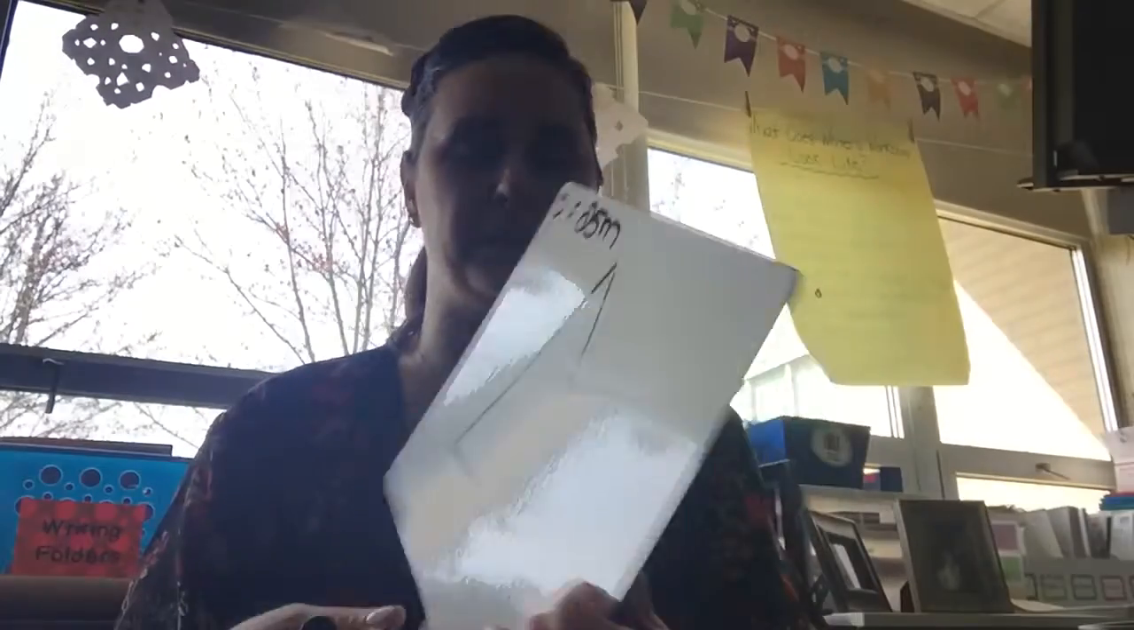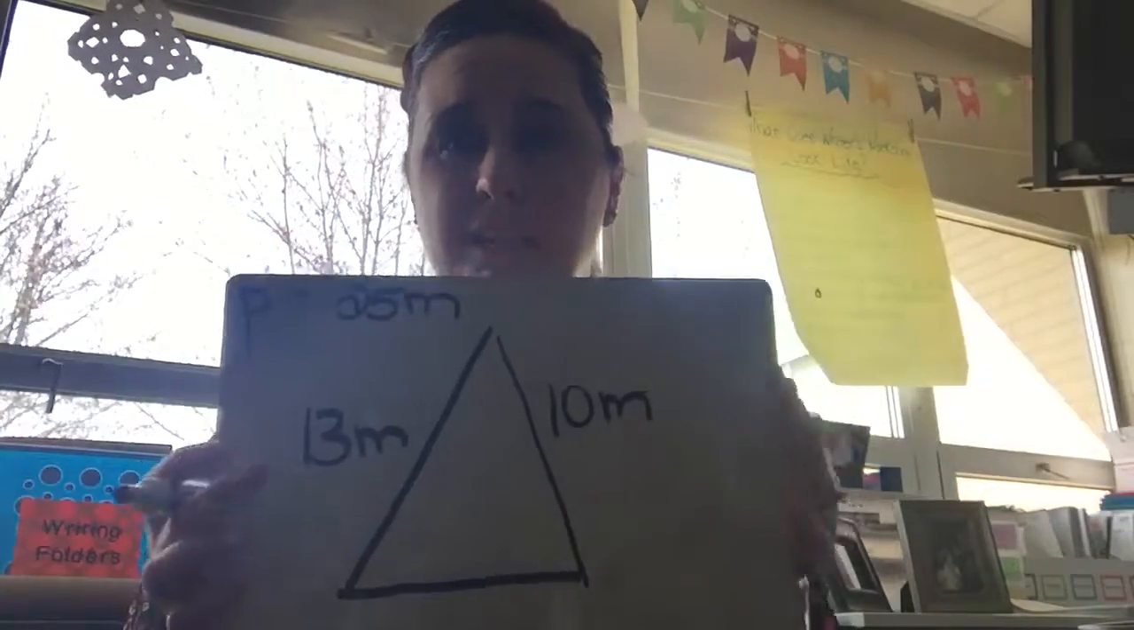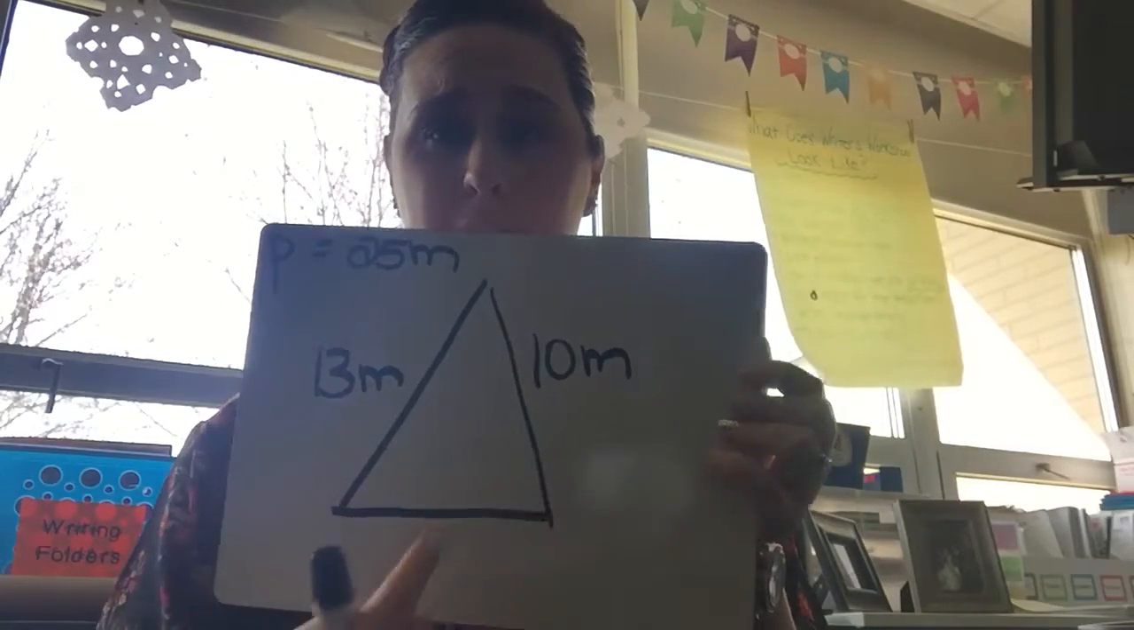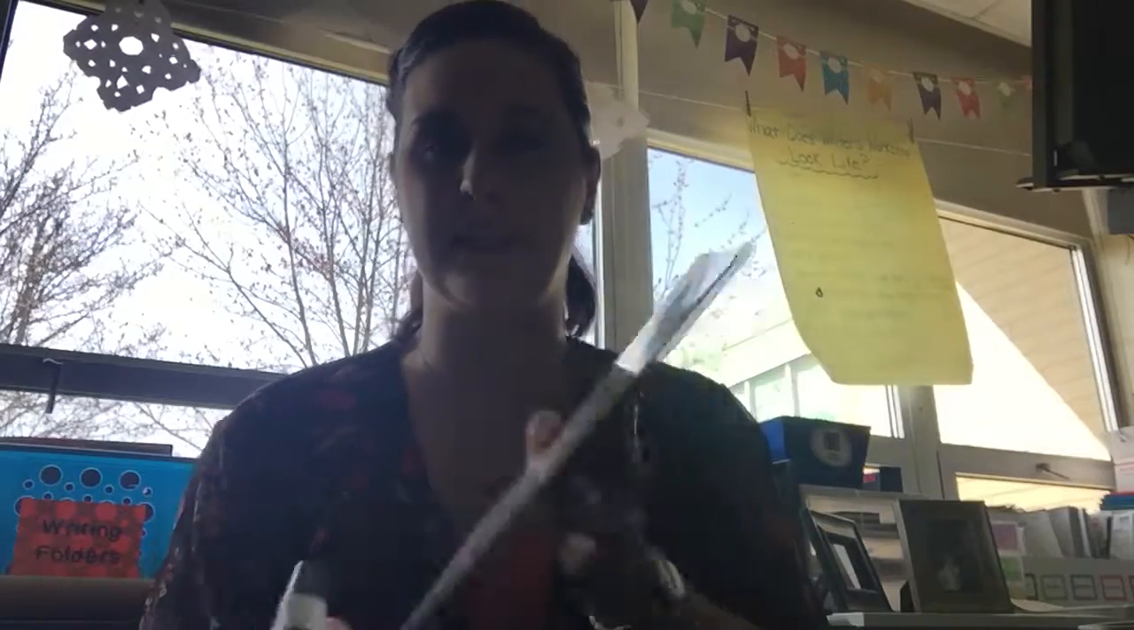So I'm going to draw another triangle. I wrote down P, or perimeter, equals 25 meters. And I believe I said one of the sides is 10 meters and the other side is 13 meters. Now I'm just making this up as I go along because I don't want to give away any of the answers on the homework. So then I label my triangle just like this. I know my perimeter, I know one side, and I know a second side. But my question mark is this bottom one. So what is that missing side?